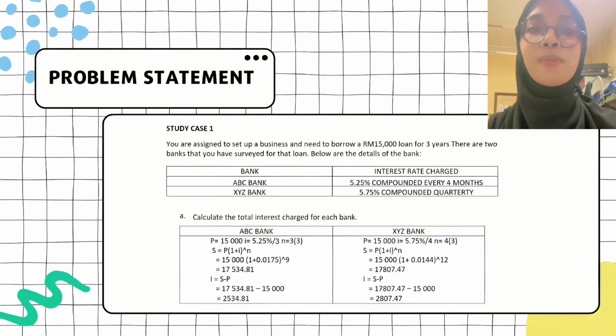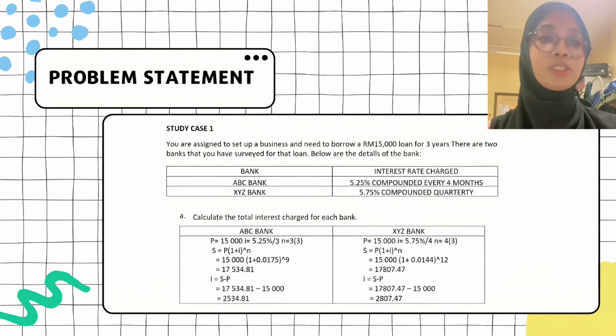Next, we go to the problem statement for study case 1. You are assigned to set up a business and need to borrow a 15,000 loan for 3 years. There are 2 banks that you have surveyed for that loan. Below are the details of the banks. ABC Bank 5.25% compounded every 4 months. XYZ Bank 5.75% compounded quarterly. For question A, calculate the total interest charged for each bank.